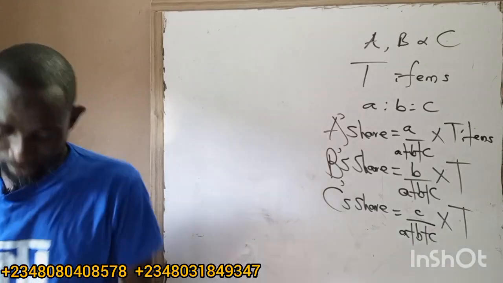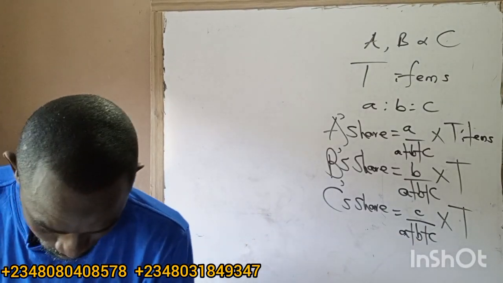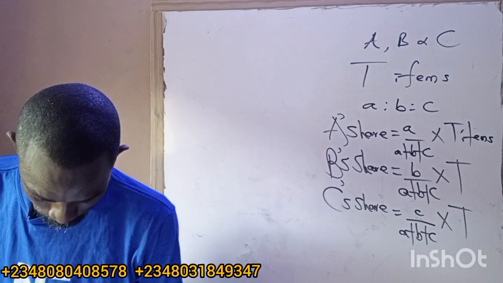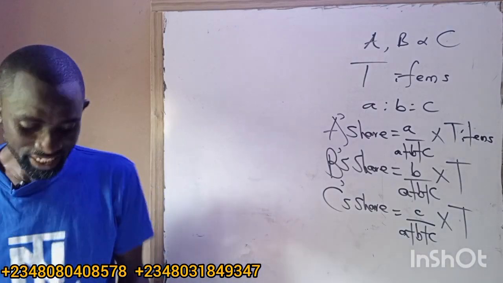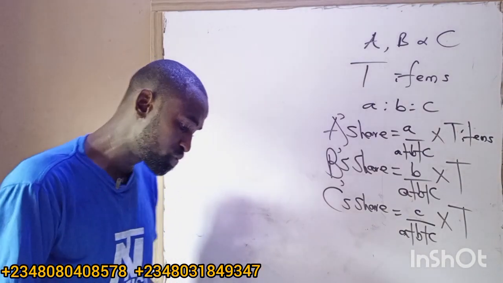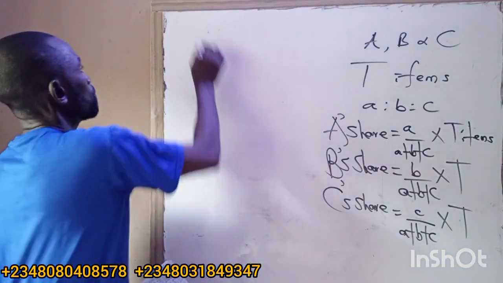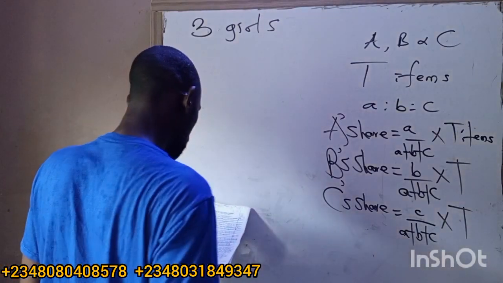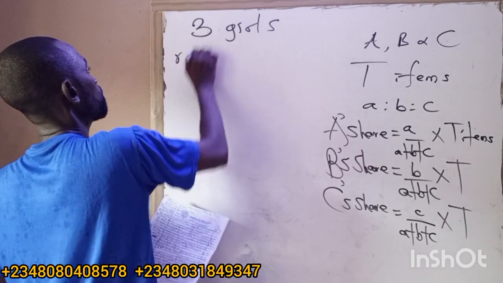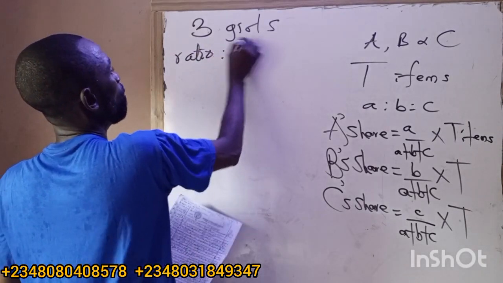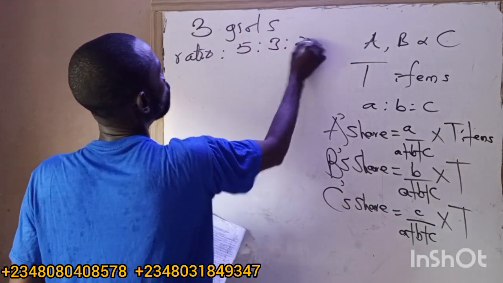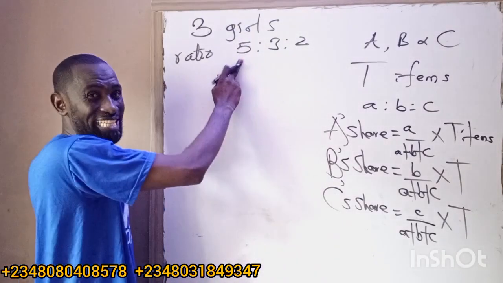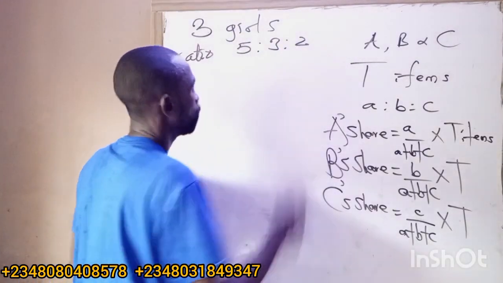So in this question, let me read the question out. 3 girls share a number of apples in the ratio 5 ratio 3 ratio 2. So it means 5 will have the largest share, followed by 3, followed by 2.